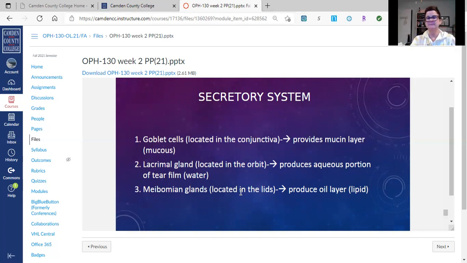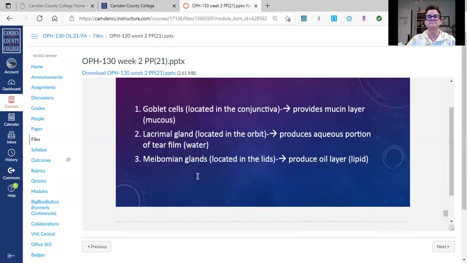All right, you've got to know it forward and backwards. If I say, where does the oil layer come from? You've got to say meibomian glands. If I say, what layer of the tear film do the goblet cells produce? Mucin layer. You've got to know this, really important.